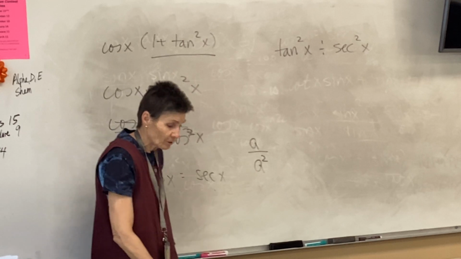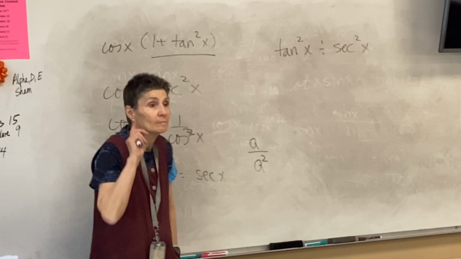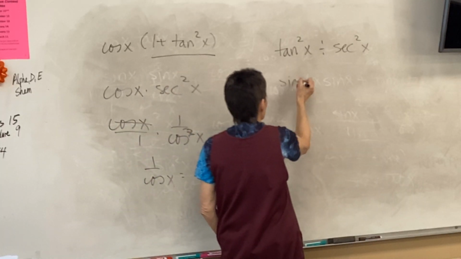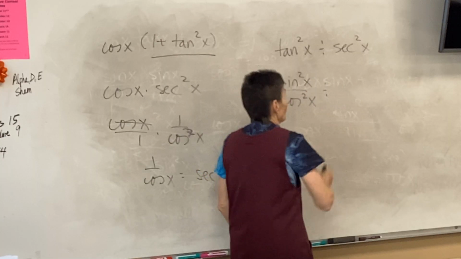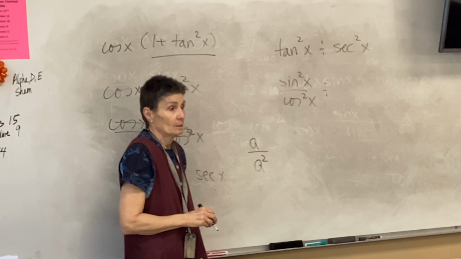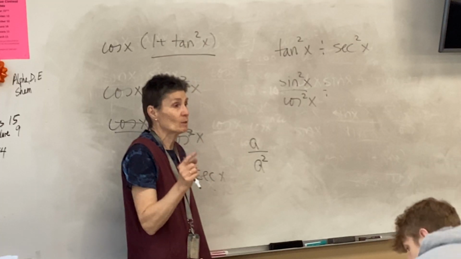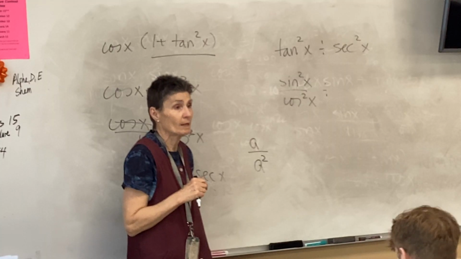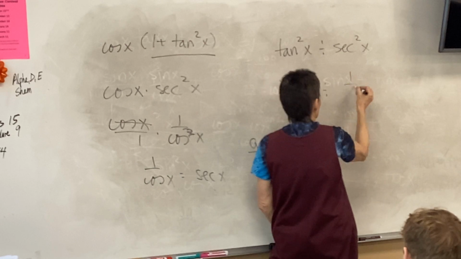All right, what am I gonna do next? So you're gonna use what? Sine over cosine? Exactly. Good. I'm gonna change this into sine squared over cosine squared. And what am I gonna do with secant squared? I'm gonna change it into, that would kind of be going backwards though. What is secant? Secant is the reciprocal of the cosine. So I'm gonna change this into 1 over cosine squared.